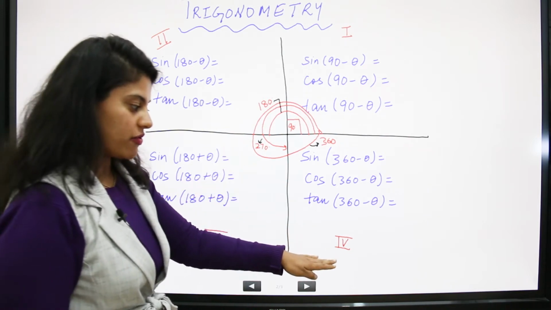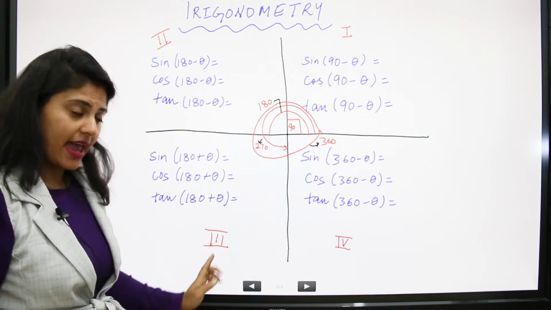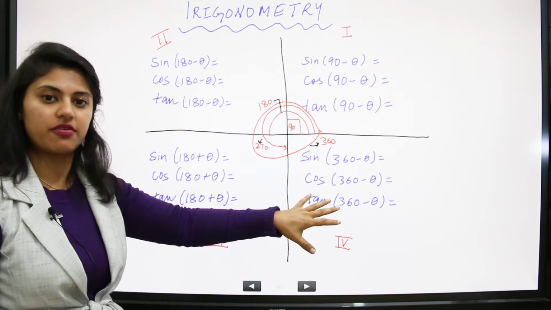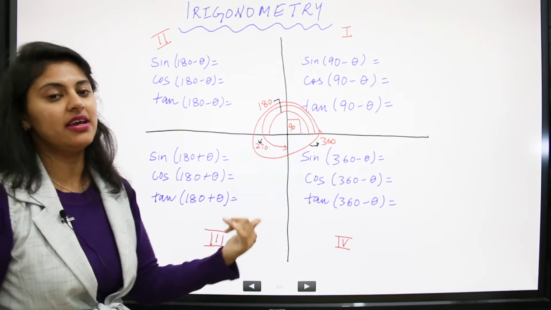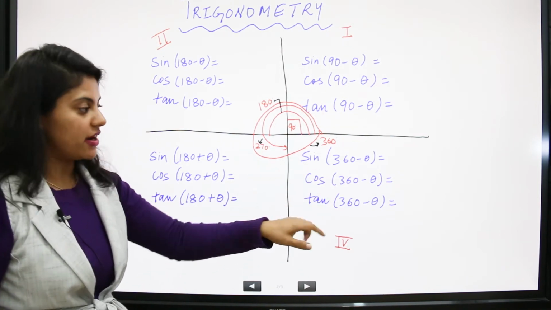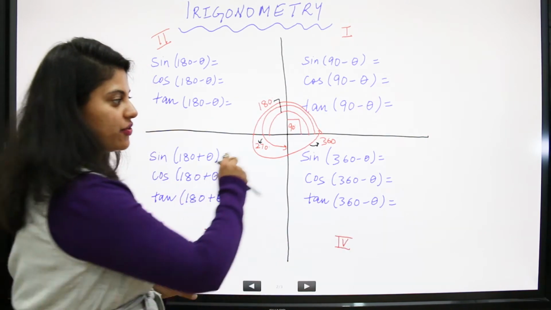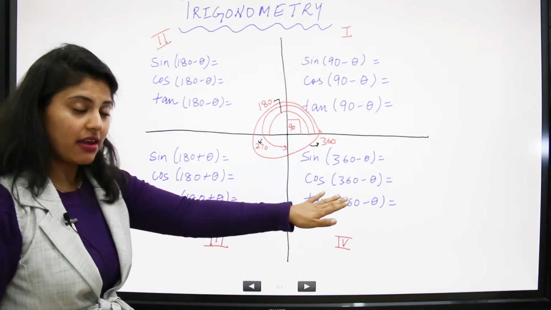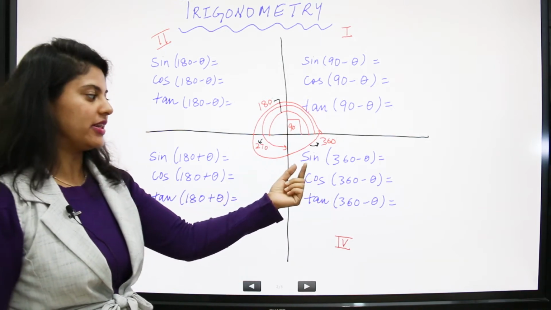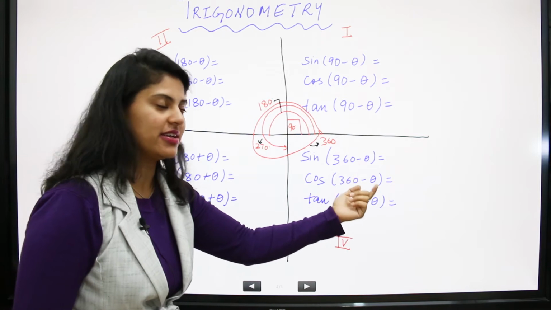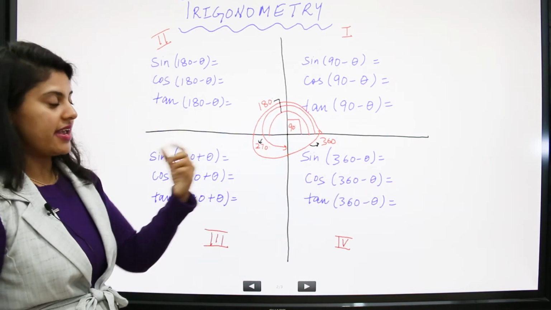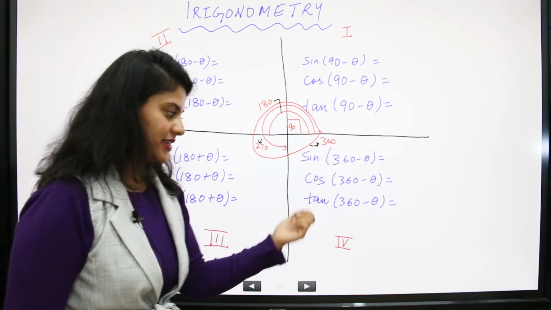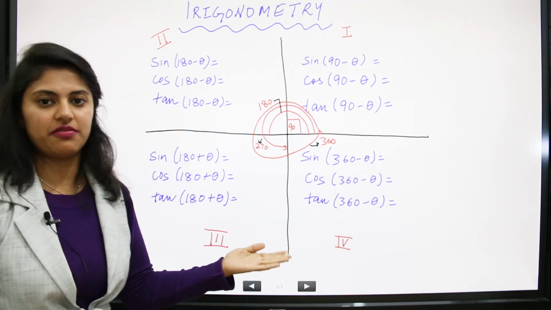In the fourth quadrant, whatever the angles which are more than 270 degree and less than 360 degree come in this quadrant. Until 360 degree, these angles come in the fourth quadrant. And we are supposed to write the values for these sine, cos, tan. Similarly 360 minus theta: sine 360 minus theta, cos 360 minus theta, tan 360 minus theta. So these are the values.